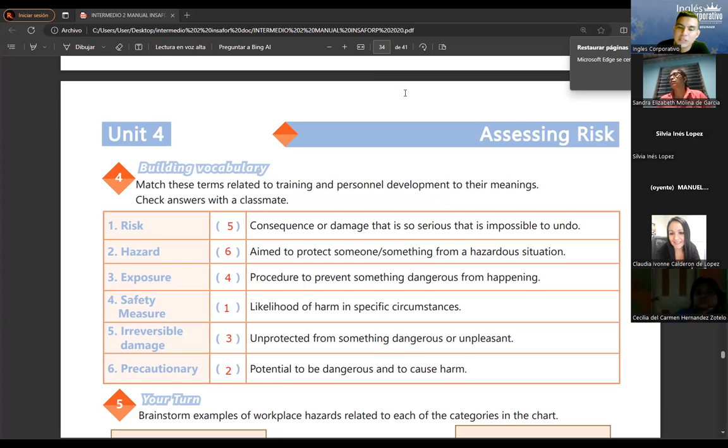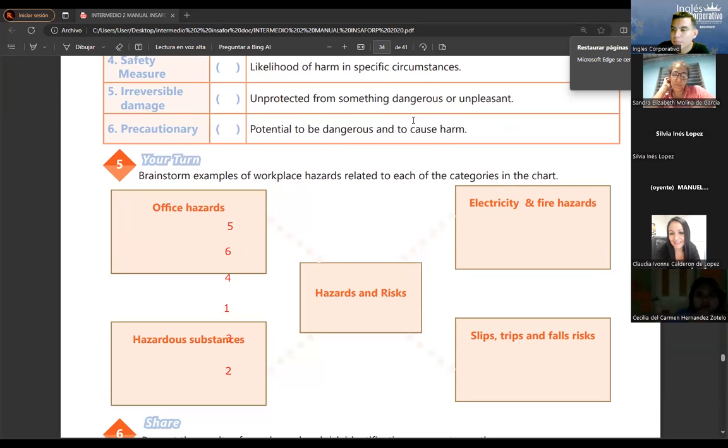Okay, let's continue. Some of you already finished this exercise. We're going to do it together. For example, office hazards. What are the hazards that we might have in the office? Brainstorm examples of workplace hazards related to each of the categories in the chart. What do you have in number one? What are the hazards that you have in this spot?